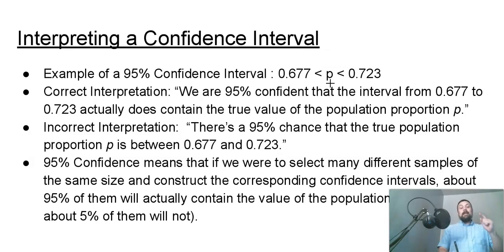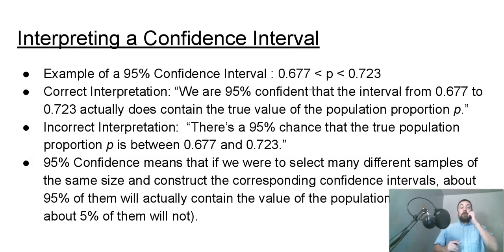And the estimate is that the population proportion, that's P, is between 0.677 and 0.723. Right? That's the estimate, that it's somewhere between those two values. And we're 95% confident that it is.